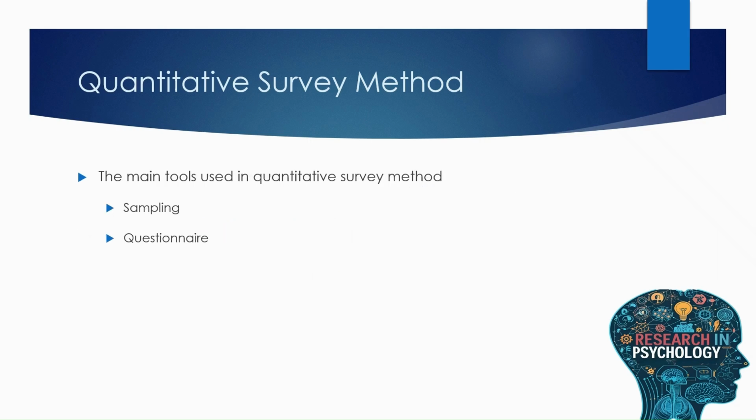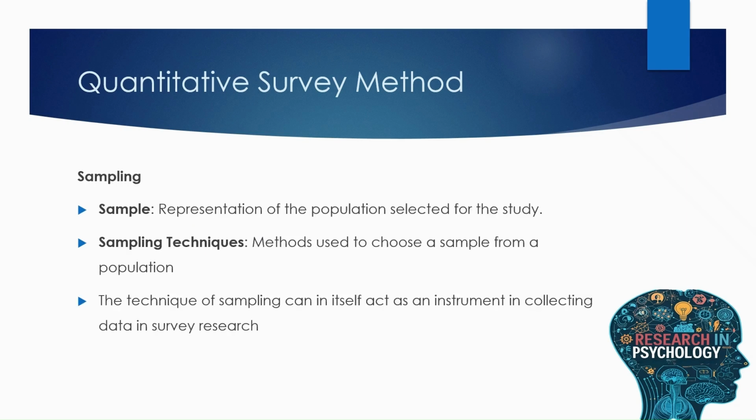The main tools used in quantitative survey method are sampling and questionnaire. We know what is sampling, right? We have already done a video on sampling, and we have studied all the different methods we use to conduct sampling. Basically, sampling is how to choose a particular sample from a larger population so that the research becomes easier, cost effective and less time consuming, right? Let's revise quickly.